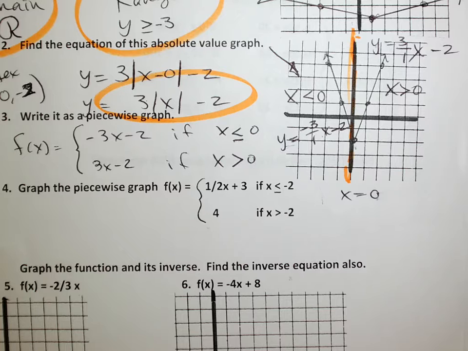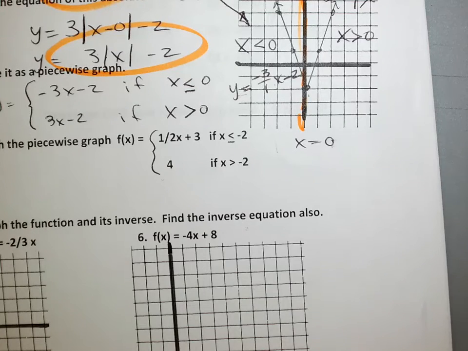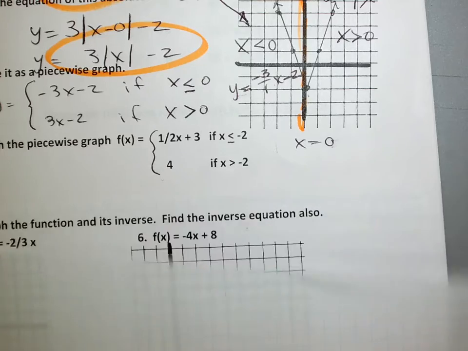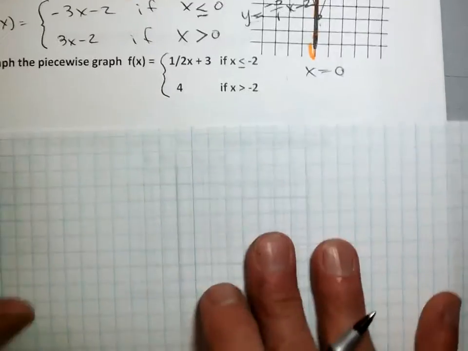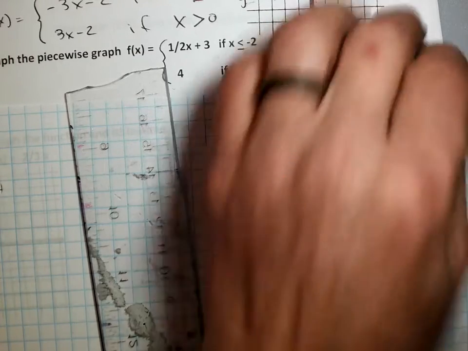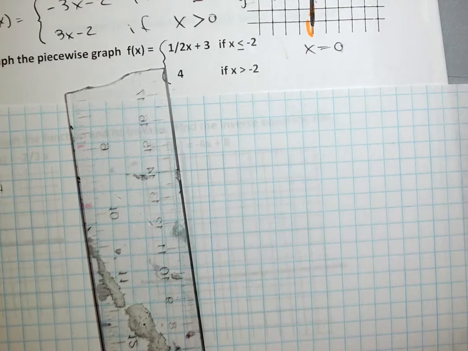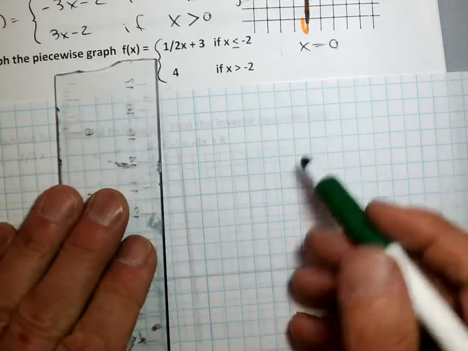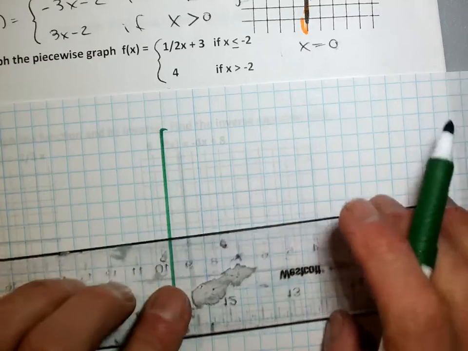Am I doing okay? Okay, number 4, I'm going to need a piece of graph paper. I don't know about you guys, but graph paper is going to help me do number 4. I don't think it's going to fit, so I'm going to do number 4 on a separate sheet of graph paper. So I need to graph a piecewise graph. I'm going to go ahead and put my XY axis in, using my ruler.